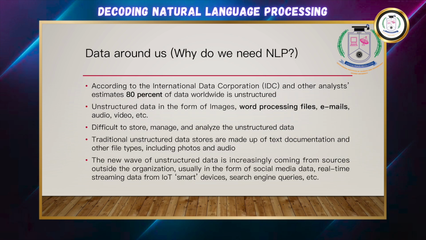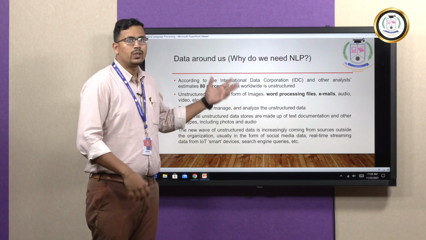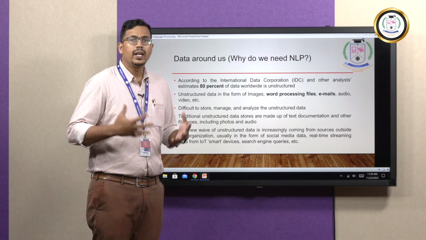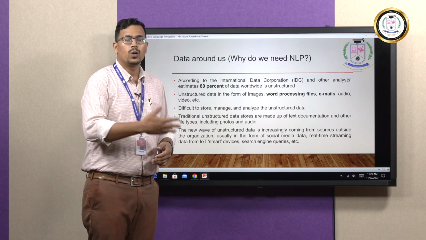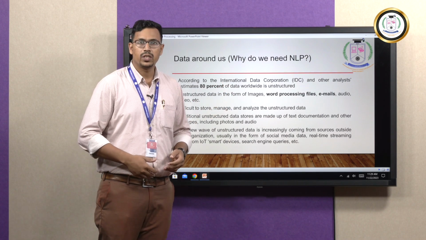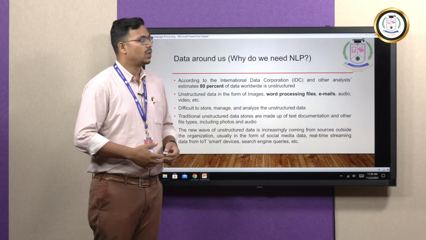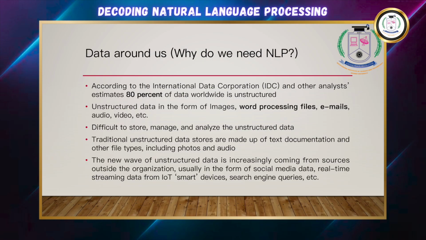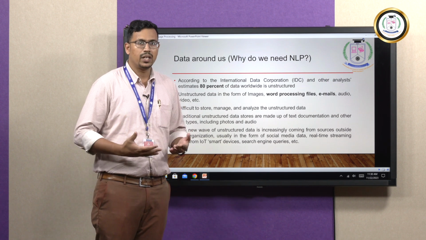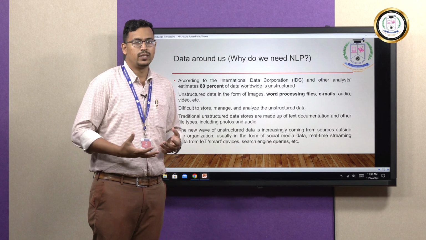So why do we need natural language processing? Before that, we should know the data around us. Around 80% of data around us is unstructured data, as per the report of International Data Corporation and other analysts. Unstructured data is in the form of text data, images, audio, video files, emails, etc. The major challenge is that it is difficult to manage, store, and process this data.